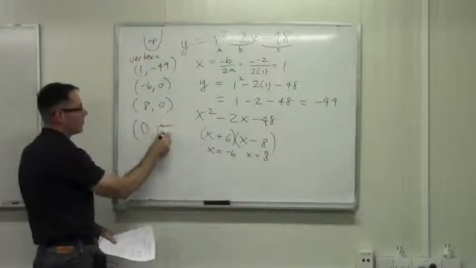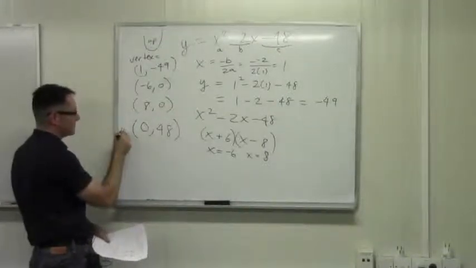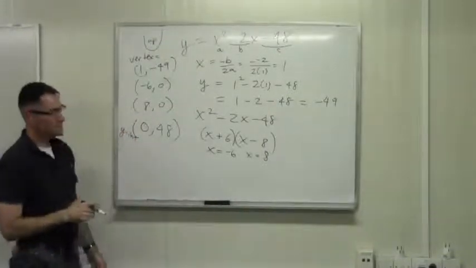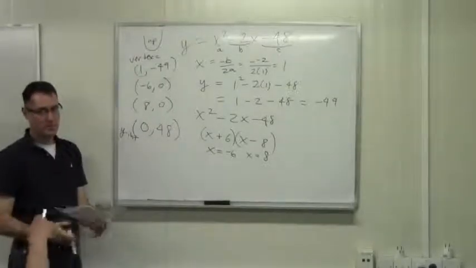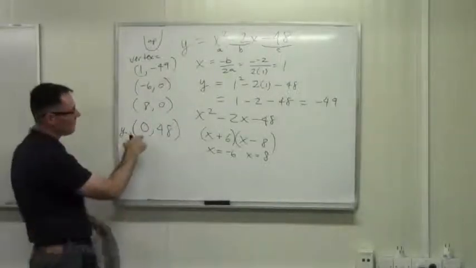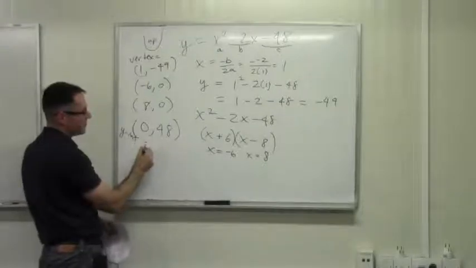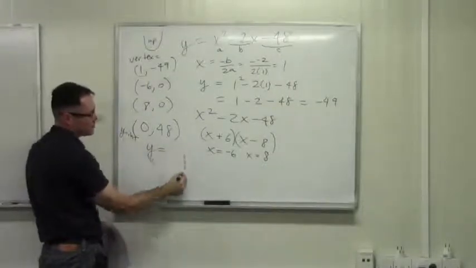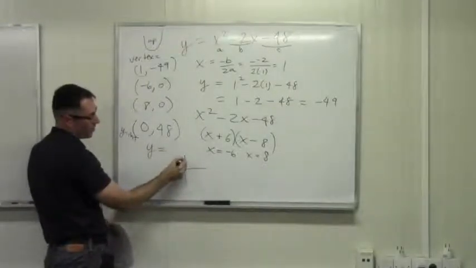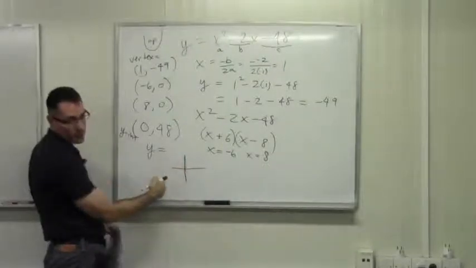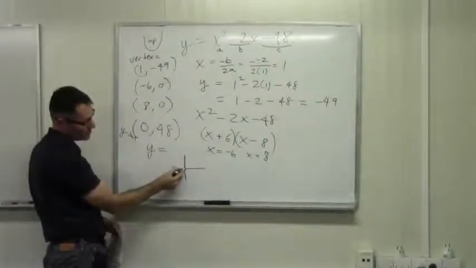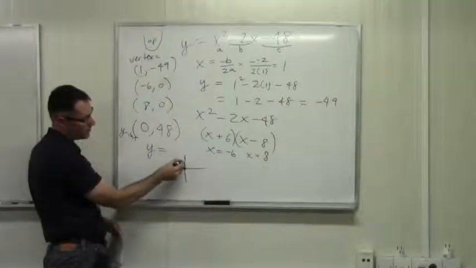0 comma negative 48 is where it hits the y-intercept, or the y-axis. Can you please repeat the starting number? Yeah. So if I want to know where it hits the y-axis, that means x equals 0. Because if you look at the graph, wherever it hits the y-axis, what's the x-coordinate equal to? Right here, what's x equal to? What's x equal to here?